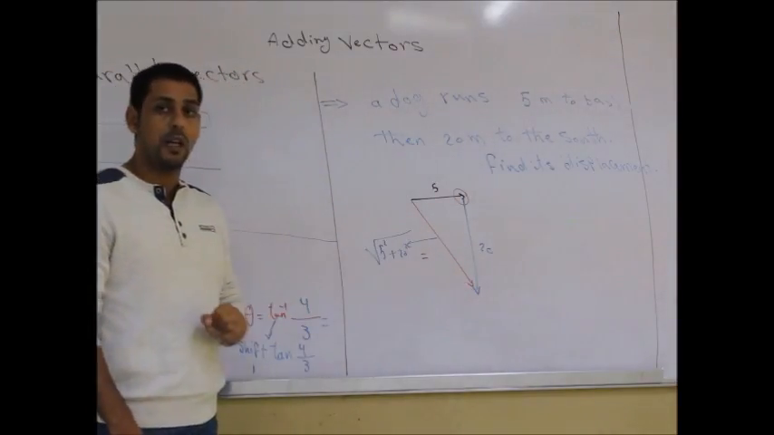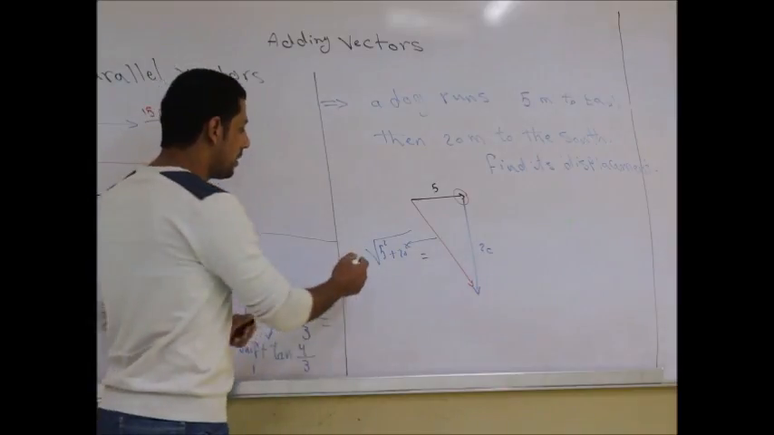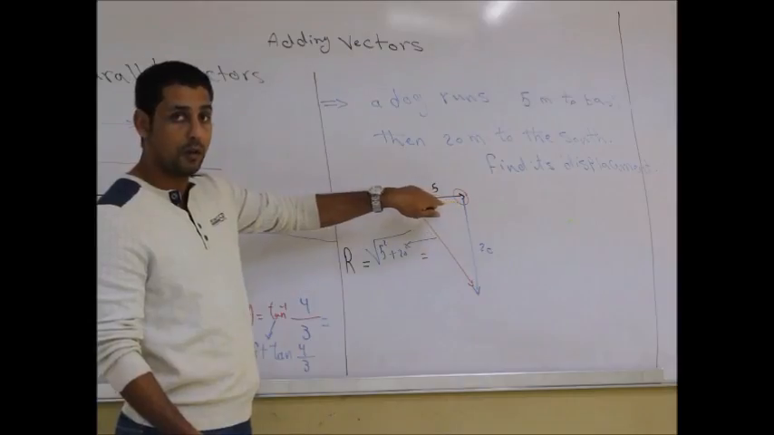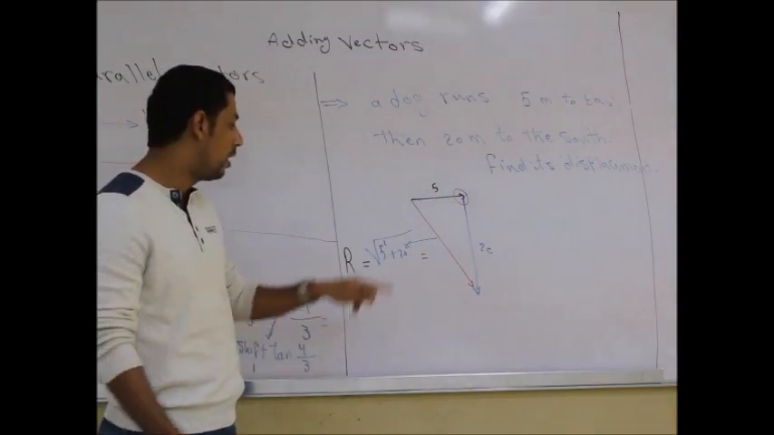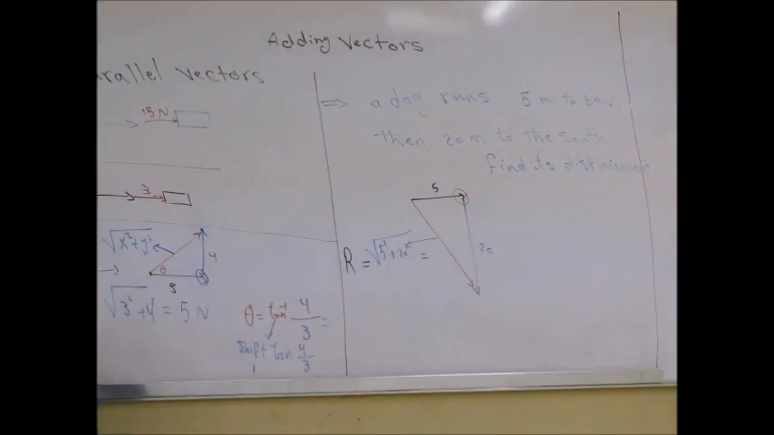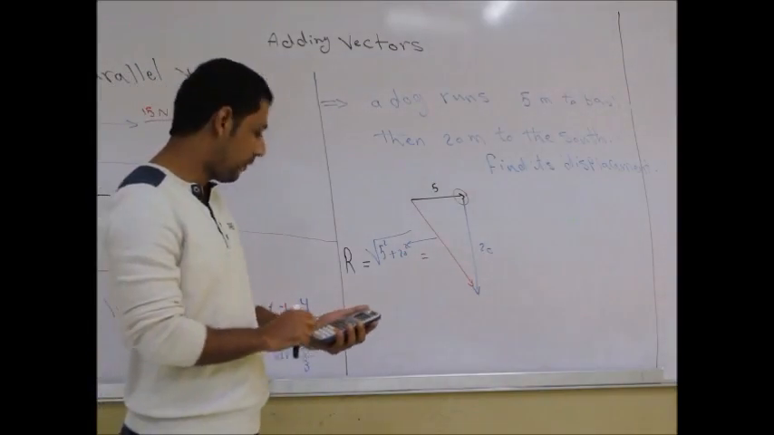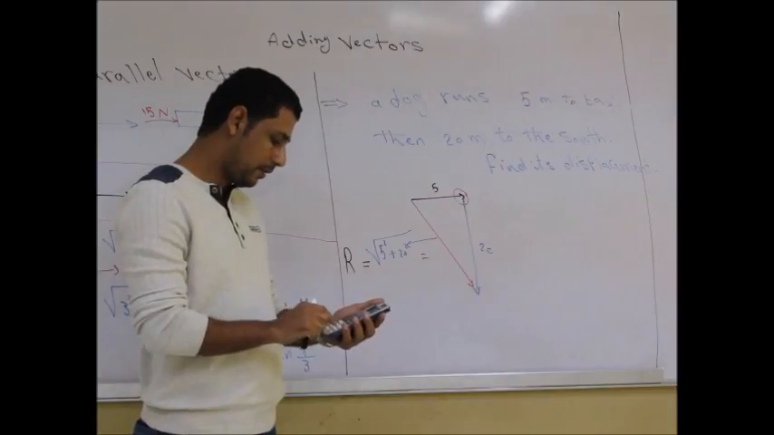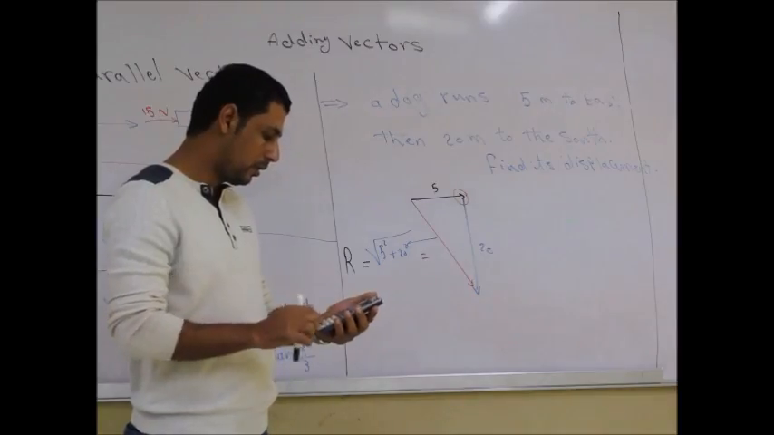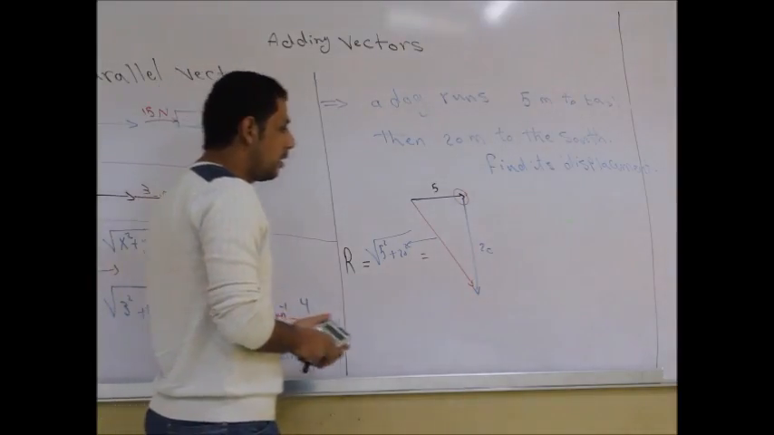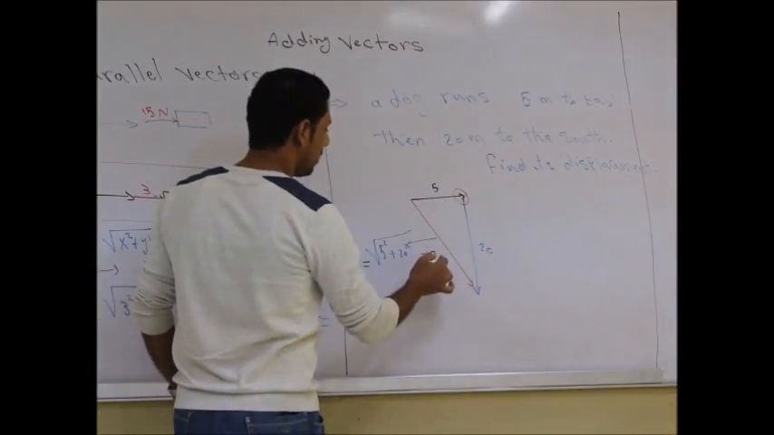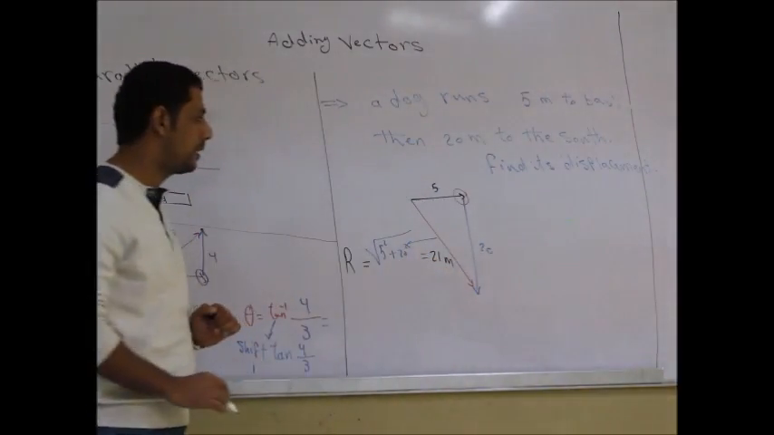So how can we get the magnitude? The magnitude, the resultant R, equals the square root of x squared plus y squared. So it will be the square root of 5 squared plus 20 squared, which equals 20.6, or almost 21. So this equals 21 meters, and this is the displacement.